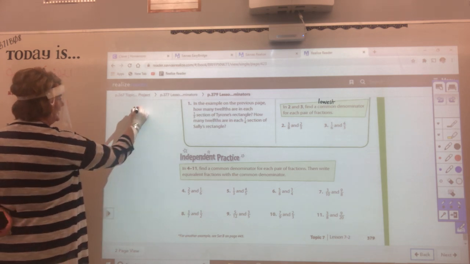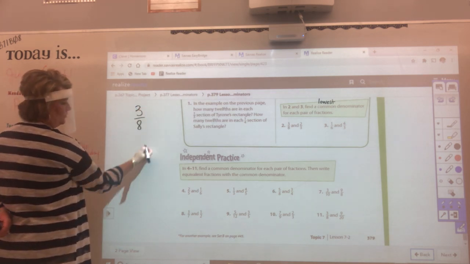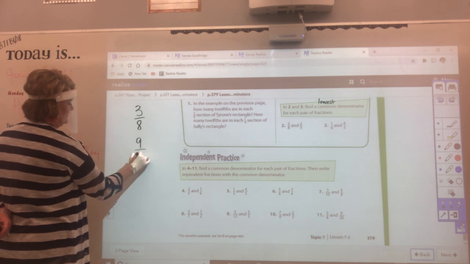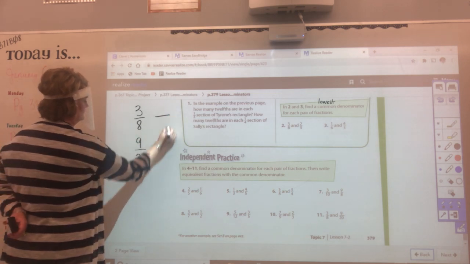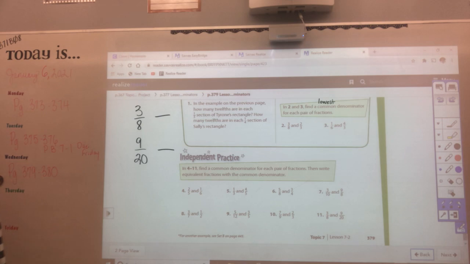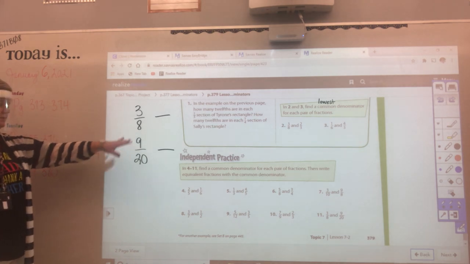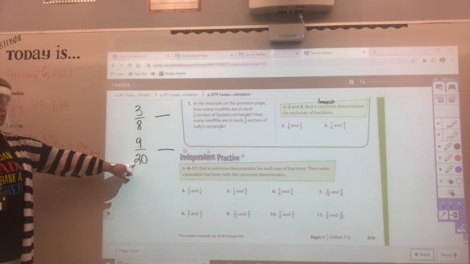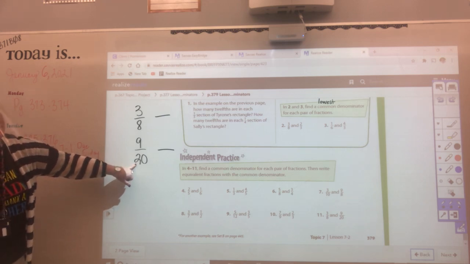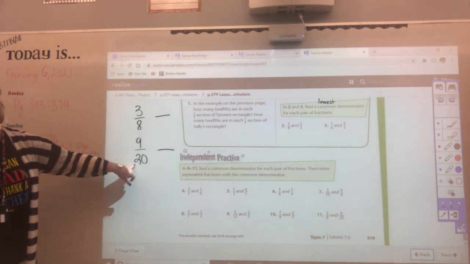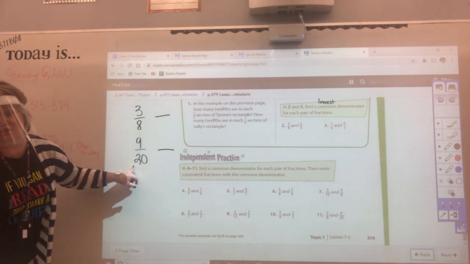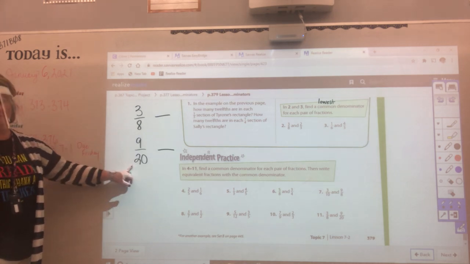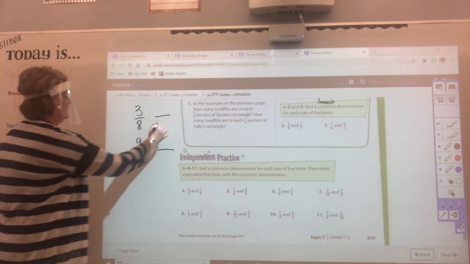Number 11, 3/8 and 9/20. Well, is your bigger denominator 8 or is it 20? 20. Get your pencil there and don't move it. So what would 20 times 1 get you? 20. Is 8 times anything gonna be 20? What's 20 times 2? 40. Is 8 times anything gonna get you 40? Yes, then there's your answer.